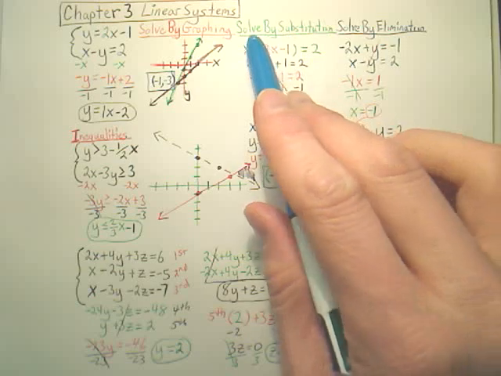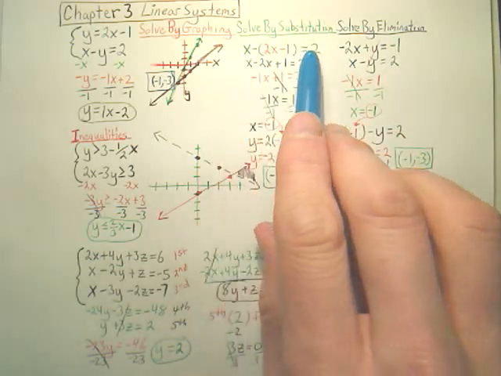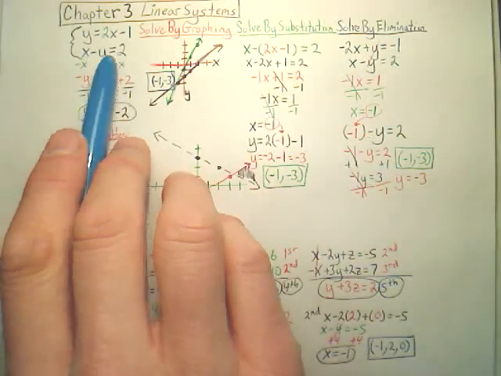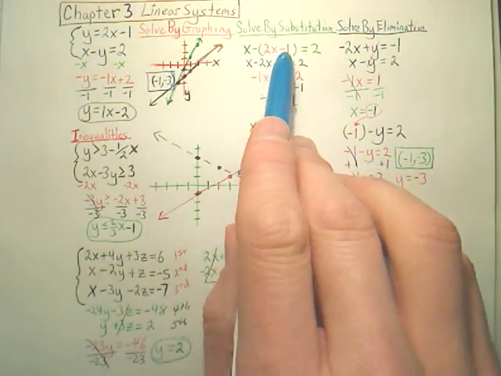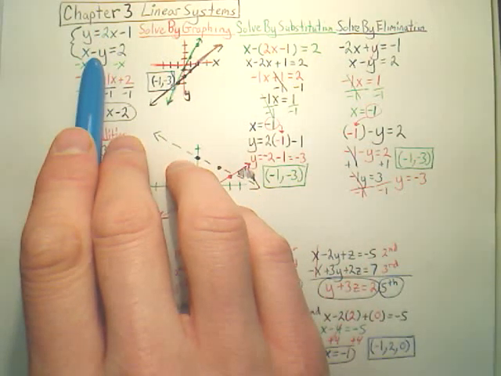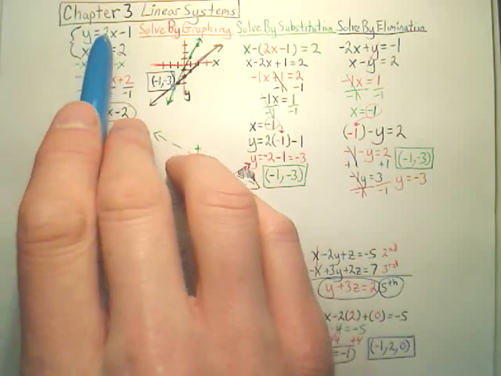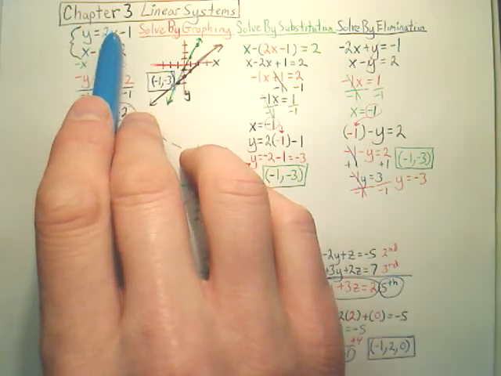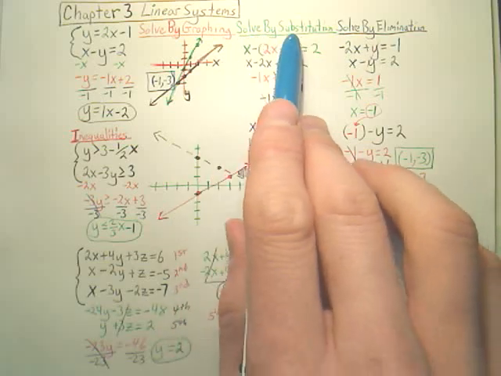If we do substitution method, here in green is the bottom equation. The red is the top equation plugged in for y on the bottom equation, because this equals y, so I can replace y with 2x minus 1. And that's what I did.